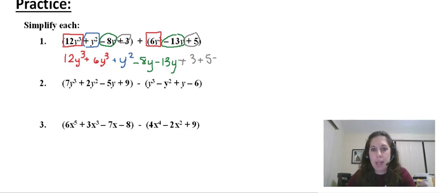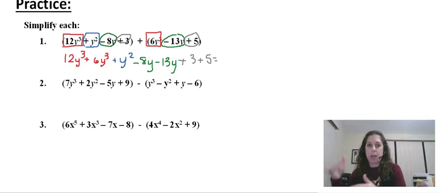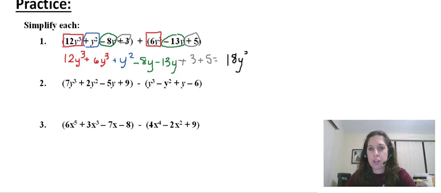So now I go ahead and I just combine my like terms. So 12y to the third plus 6y to the third. That's essentially telling me I have 12y to the thirds and then 6y to the thirds. So altogether, I have 18y to the thirds. Notice, I did not change the exponent. Those stay constant. All I'm doing is adding those coefficients out in front.